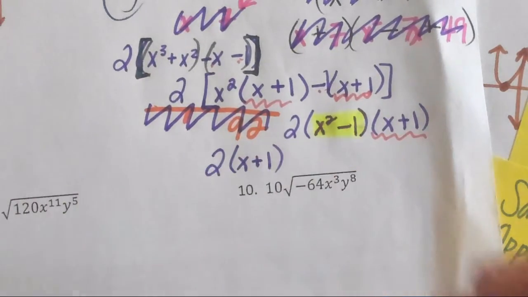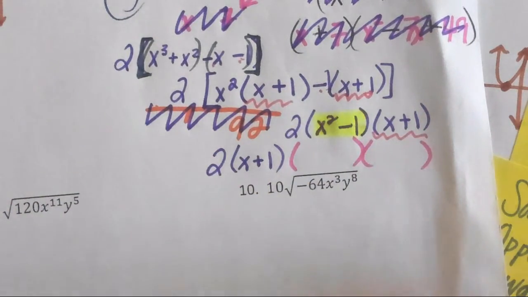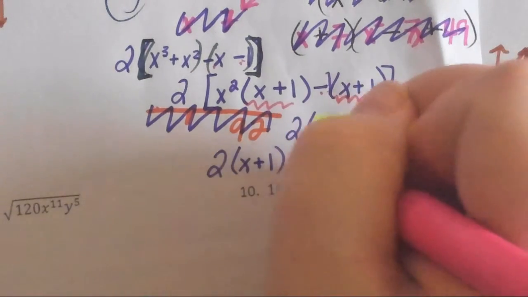X squared minus 1 turns into what? The difference of 2 squares. You did the first number 5 the other day. It was 4x squared minus 25. You broke it down already. This one should be a super easy one. So what is the answer? Minus 1. Yeah, it's x minus 1 and x plus 1.